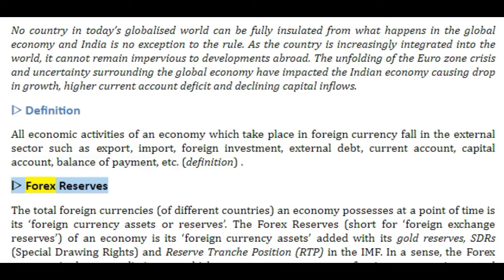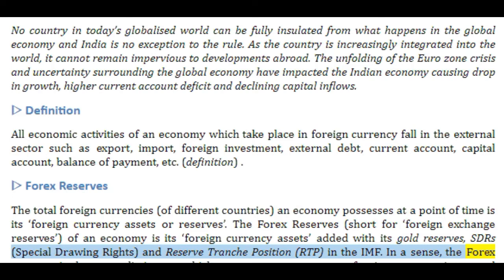Definition: Forex reserves. The total foreign currencies of different countries an economy possesses at a point of time is its foreign currency assets or reserves. The forex reserves, short for foreign exchange reserves, of an economy is its foreign currency assets added with its gold reserves, SDRs, special drawing rights, and reserve tranche position, RTP, in the IMF.